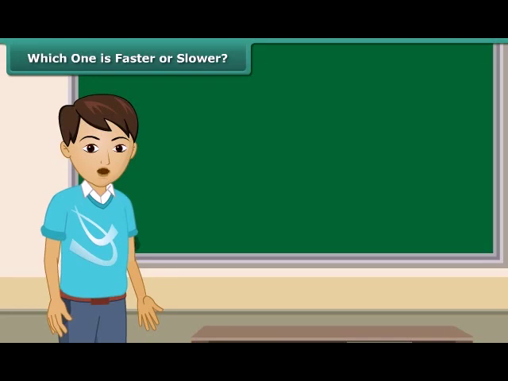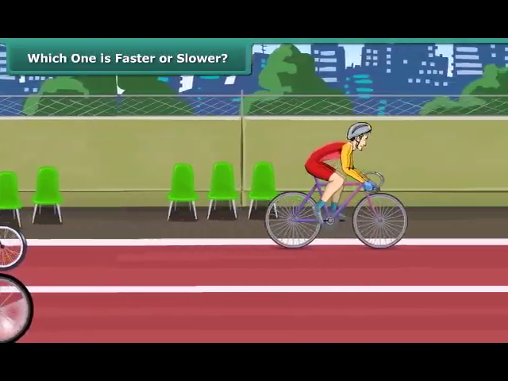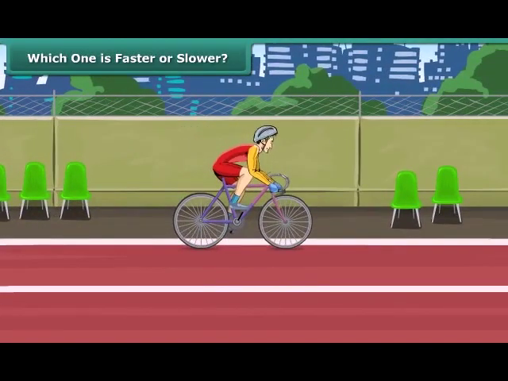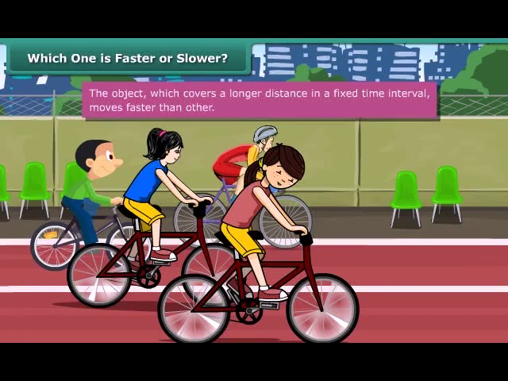Consider a 1,000-meter cycle race. When the whistle blows, the race begins. Every cyclist starts at the same time. Suppose after 10 minutes, one cyclist reaches the finishing line. This means that the winner covered the distance of 1,000 meters in 10 minutes. This also means that all the others who reached the finishing line later covered less than 1,000 meters in 10 minutes and hence lost the race. So we can say that the object that covers a longer distance in a given time interval than other is faster.